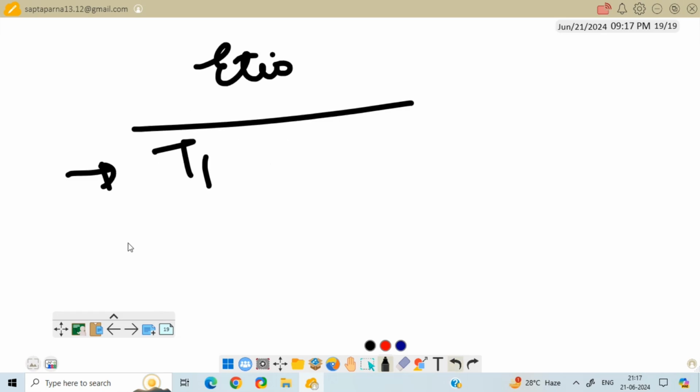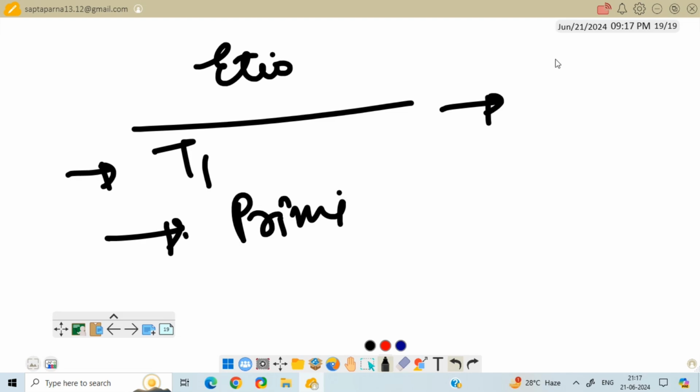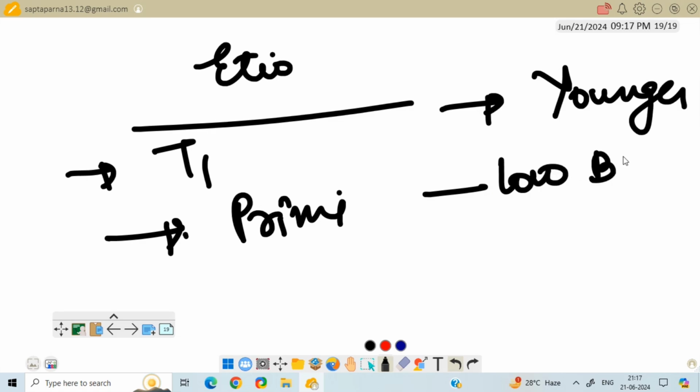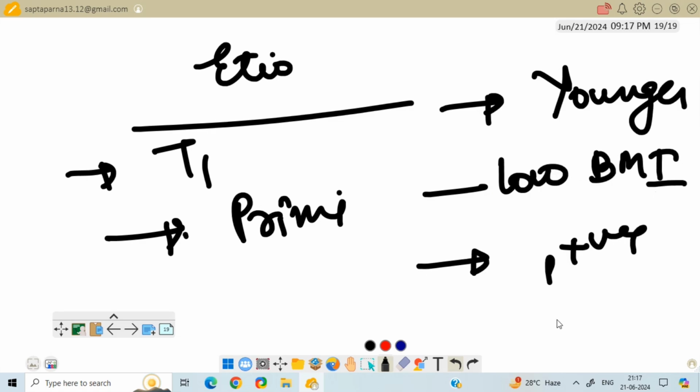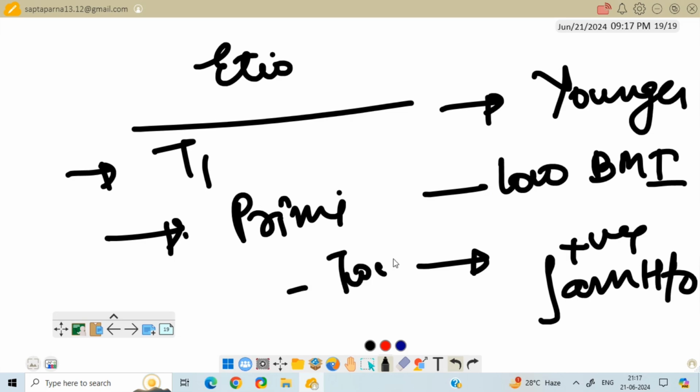So it is more common again in the first trimester. It is more common in the primary gravida patients. It is more common in the younger age group. It is more common in patients with low BMI, more common in patients with positive family history. Okay, and it is more common in case of twin pregnancy and molar pregnancy. So these are the common etiology.